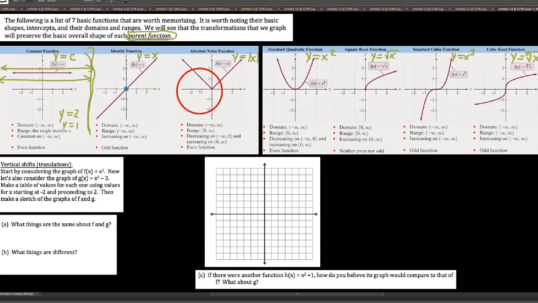When we look at all of these parent functions, with the exception being the constant function, I do want to point out that they all have something in common. The parent function, at the very least, starts at the point 0, 0, or goes through the origin, and also, furthermore, goes through the point 1, 1.